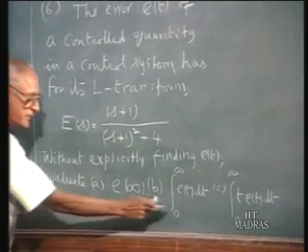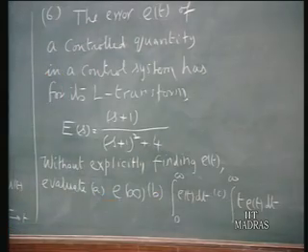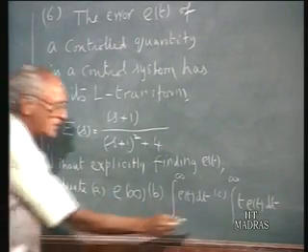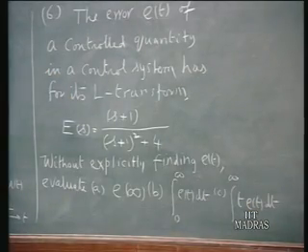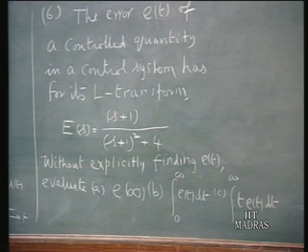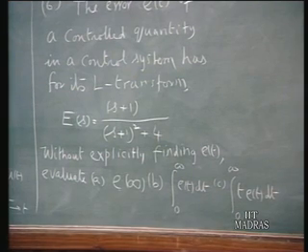B, the integral from 0 to infinity of e of t dt, the integral of that error over the period 0 to infinity. C, the integral from 0 to infinity of t times e of t dt, that is time multiplied by e of t dt. This you should be able to do without actually finding e of t, using the initial value theorem, the rule for integration, and so on and so forth.